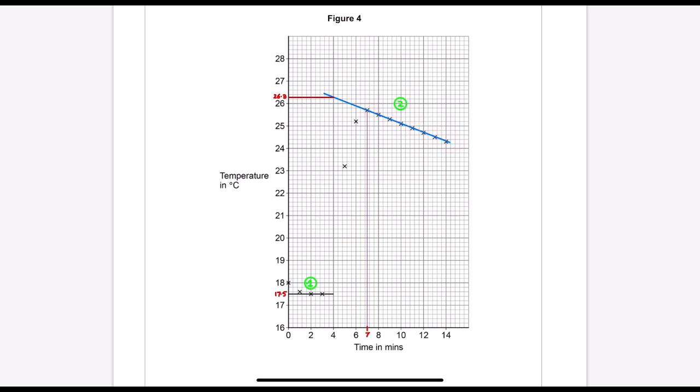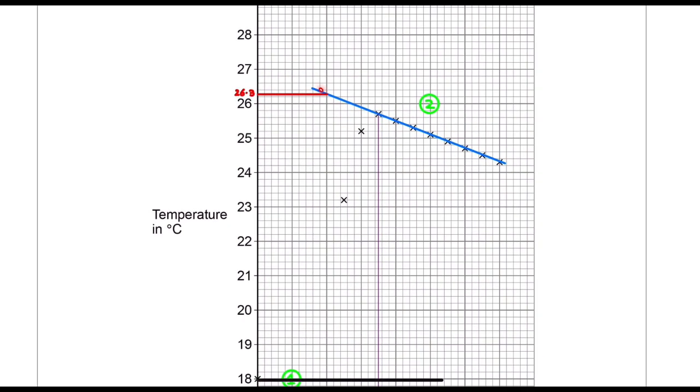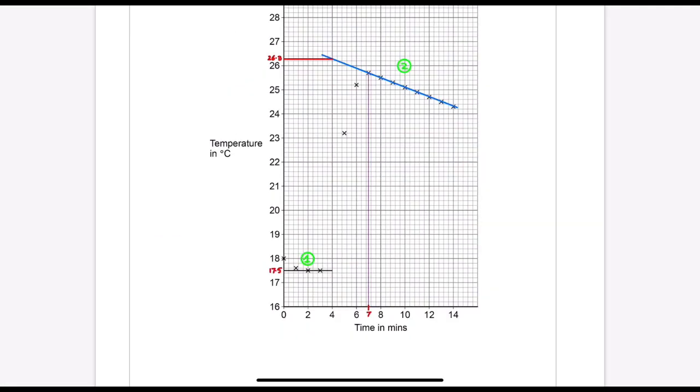We need to draw the line of best fit, which is a straight line passing through these points. We need to extend this line back to the time of 4 minutes. The student will get full 2 marks, not only for plotting the straight line but also for extending it up to 4 minutes.